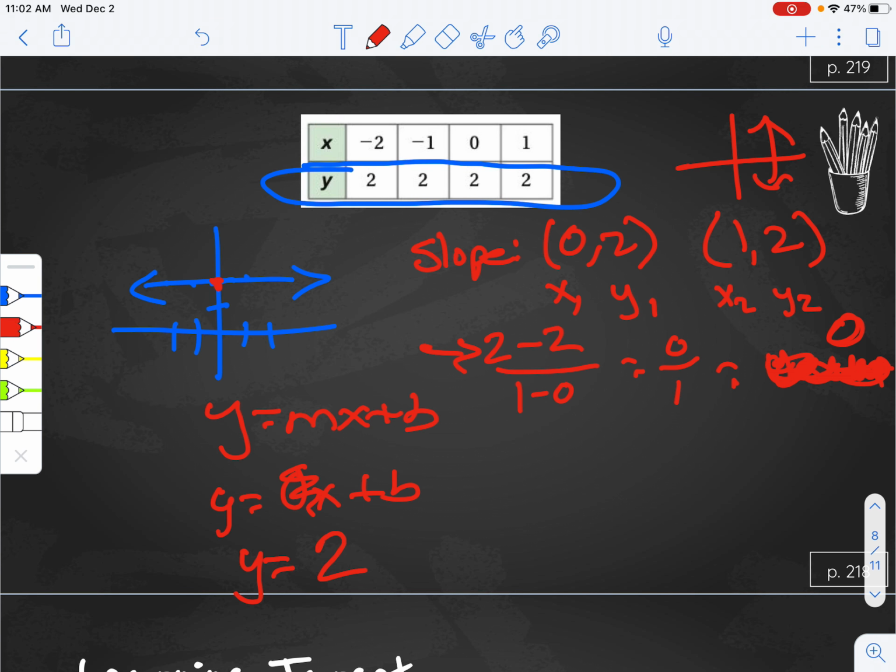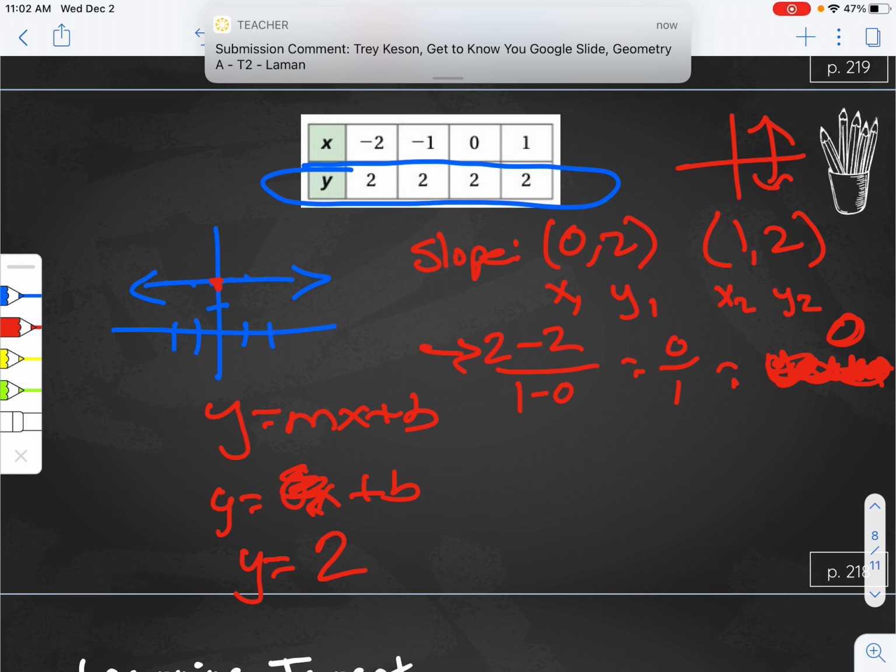So we won't see that very often, but that is the math behind it: our slope ends up being 0, so we can't really have anything besides y equals 2. So a horizontal line does work.